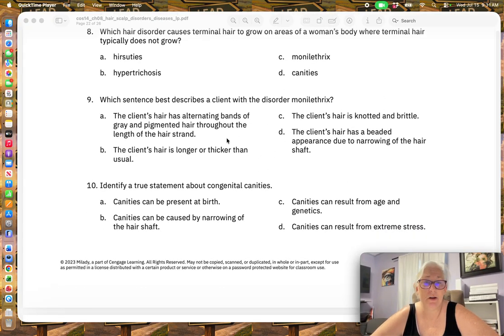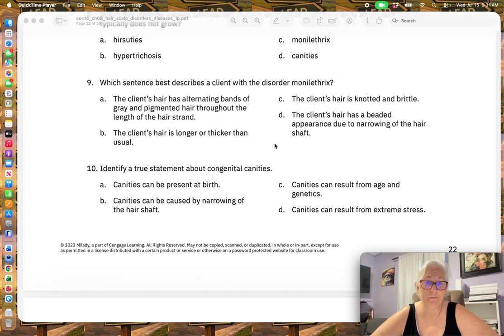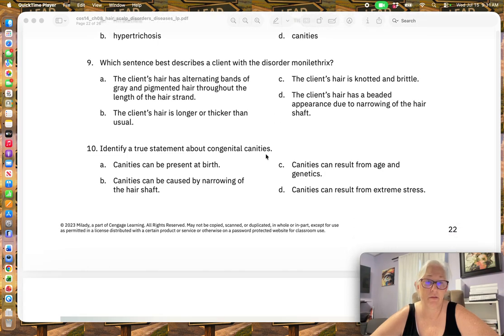Identify a true statement about congenital conides. Conides can be present at birth. Conides can be caused by the narrowing of the hair shaft. Conides can result from age and genetics. Conides can result from extreme stress. Number 10, let me look it up. Okay, conides is gray hair, right? I'm probably not saying that right, but conides is gray hair.